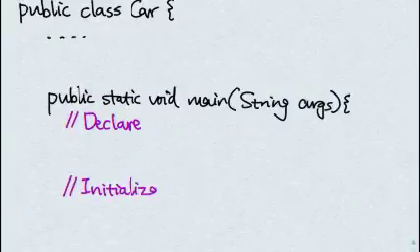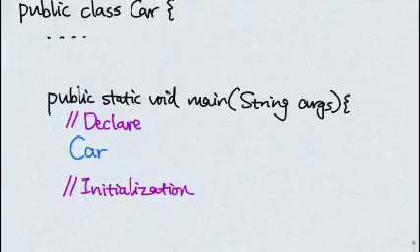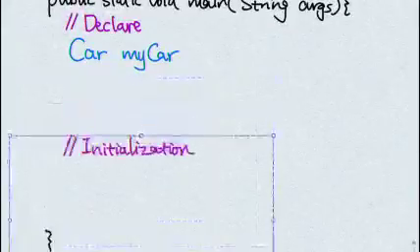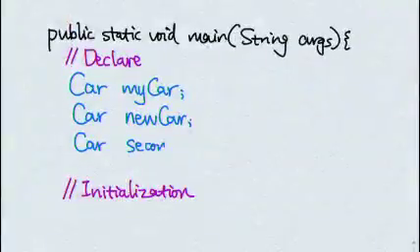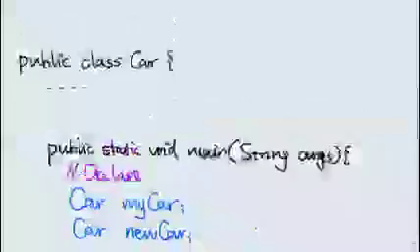After that, we are going to talk about declaration and initialization. Declaration is the process to declare something. For example, we declare the object of my car, new car and second-hand car in the way of car my car, car new car and car second-hand car.